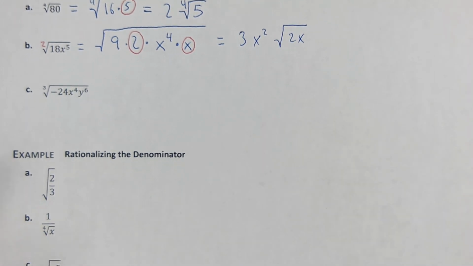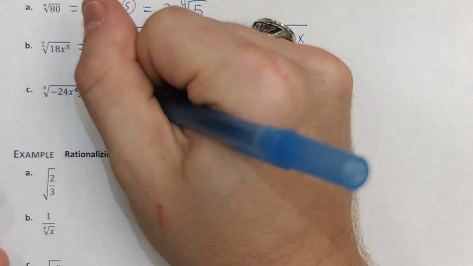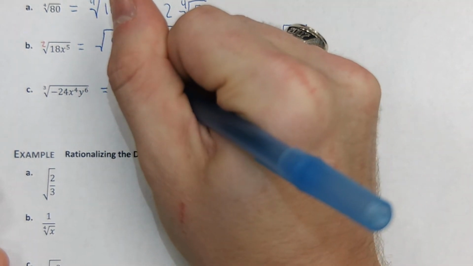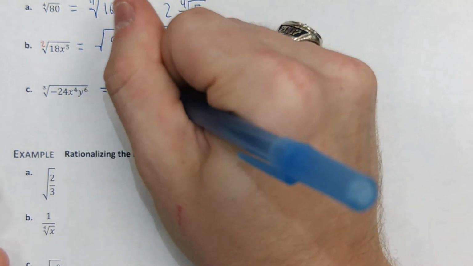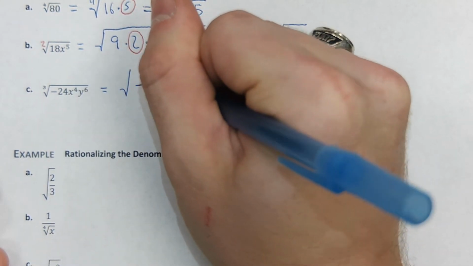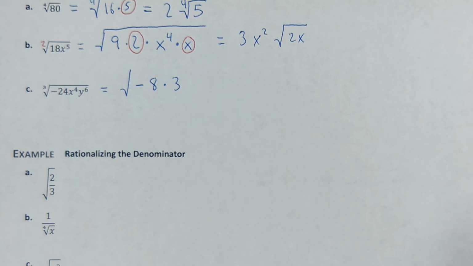Now, is 24, don't worry, I know it's negative 24, is 24 a perfect cube? No. But it can be divided by a perfect cube. It is divisible by 8. 8 is 2 to the 3rd. So what we'll do is write it as the cube root of, and the strong suggestion is bring the negative sign with the perfect cube. Negative 8 times 3. Yeah, 8 is 2 times 2 times 2, so 2 to the 3rd.